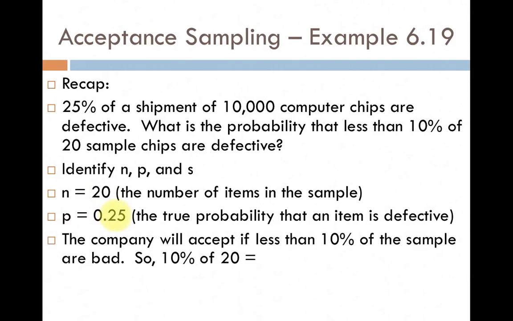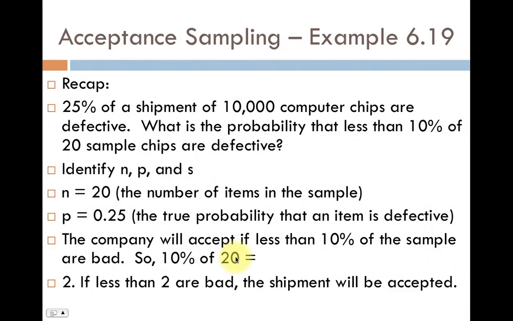25%. The company will accept if less than 10% of the sample of 20 are bad. 10% of 20 is 2. So if less than 2 are bad, the shipment will be accepted. Less than 2 means 0 or 1. So we are going to add up two probabilities, the probability of 0 being bad and the probability of 1 being bad. Two binomial PDFs on the calculator separated with a plus sign, and we'll be able to add them up right on our calculator.